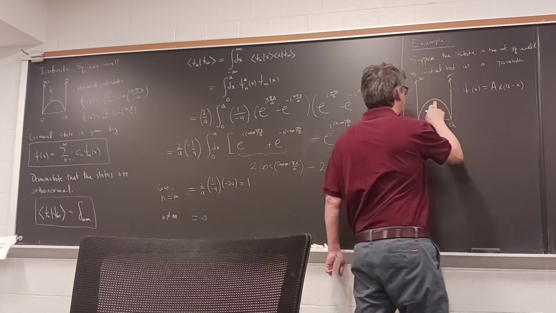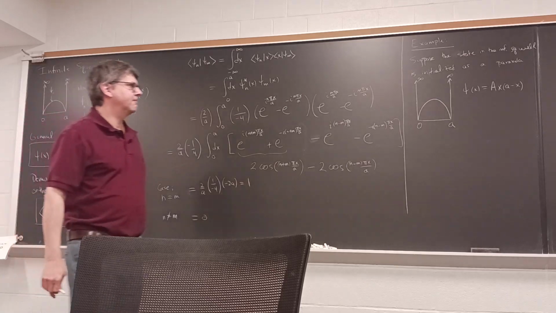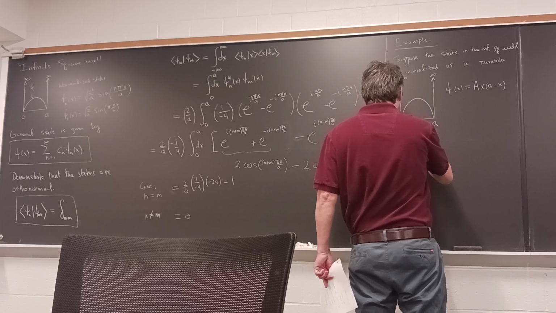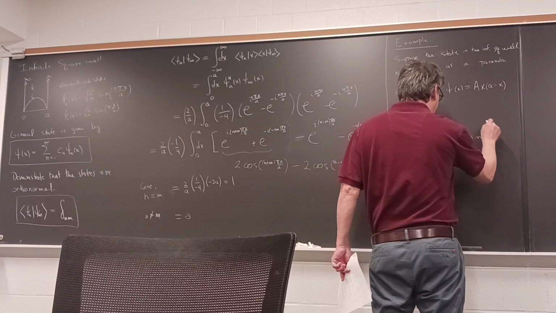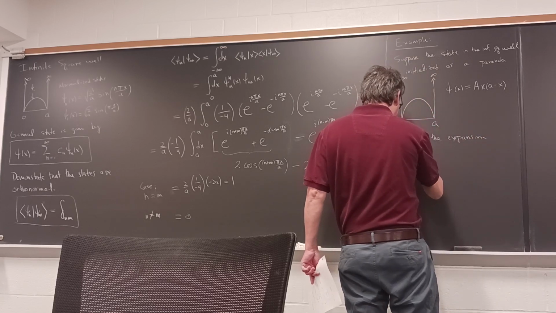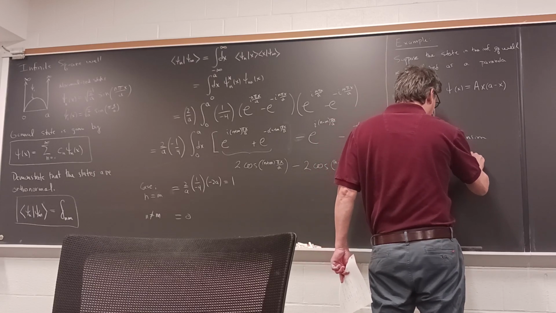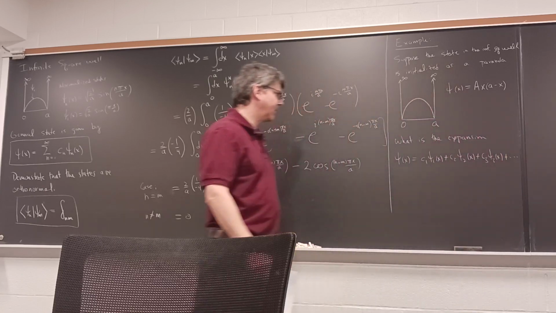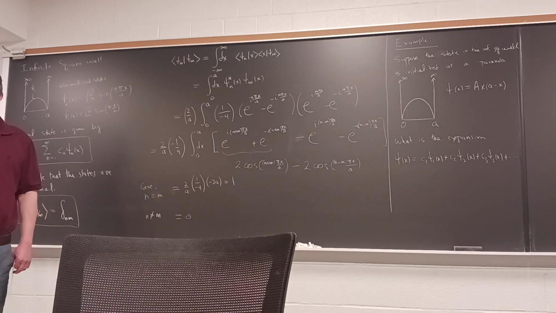The coefficient of x squared has to be negative because it opens downward. Okay? So now I can ask, what is the expansion: C1 psi1 of x plus C2 psi2 of x plus C3 psi3 of x, and so on. So I'm asking which basis functions are represented in there.